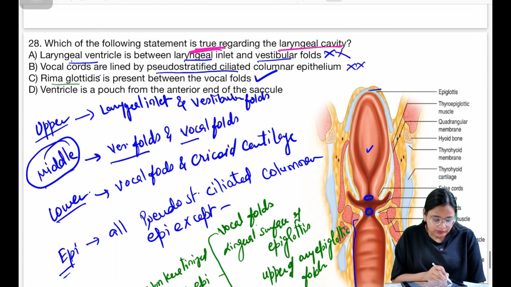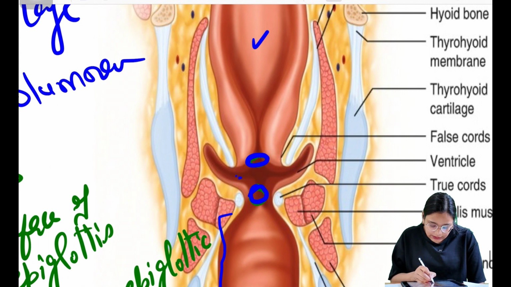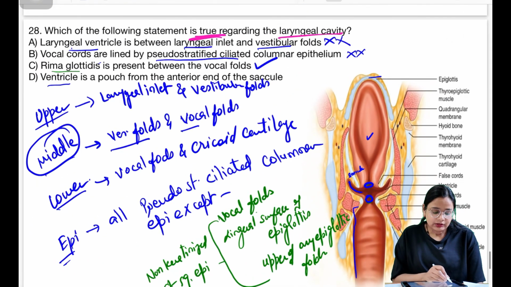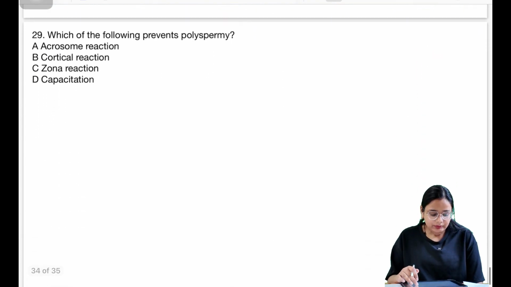Next option is ventricle is a pouch from the anterior end of saccule. It is incorrect because this is the ventricle and anterior extension of ventricle is called saccule. So if they had written saccule is a pouch from anterior end of ventricle, then it would be correct. If they have written the other way around, then it is the incorrect option. Okay. Next we will come to the 29th question.